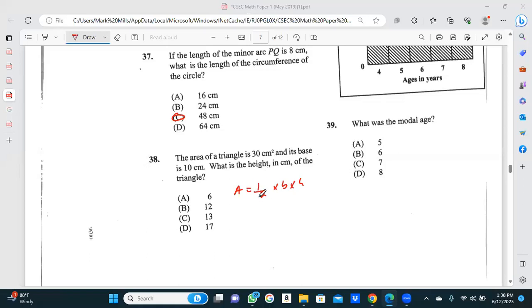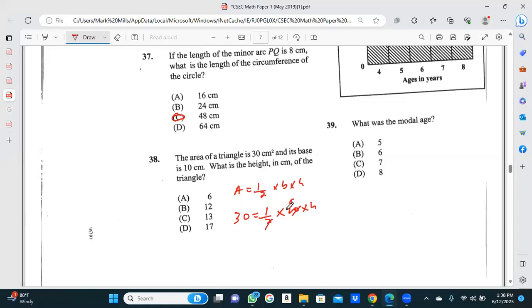So area is not 30. It's half times the base, which is 10. 10. 5. 30 is 5 each. Right? 5. 6. 8. A. All right. 1 minute, guys. Hold on.